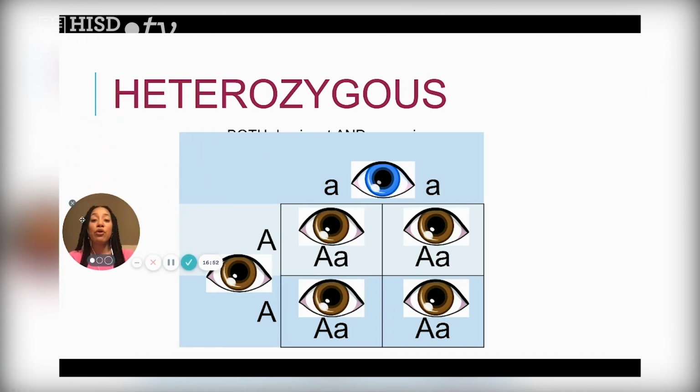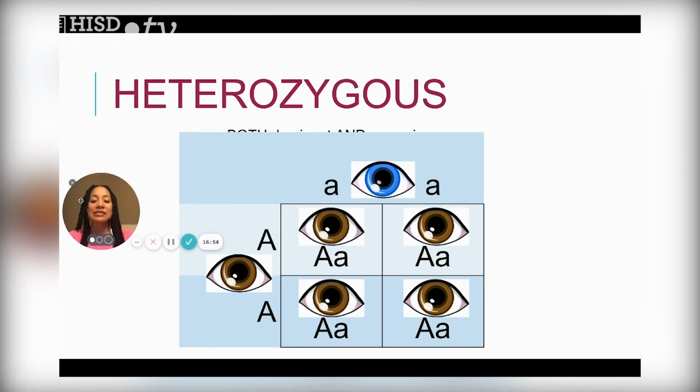So here's an example of a heterozygous Punnett square. Mom has the dominant gene of brown and dad has the recessive gene of blue. When we combine mom and dad, capital A, lowercase a, in all four boxes, although we combined mom and dad, we only see the dominant gene, which is brown, represented by that capital A.